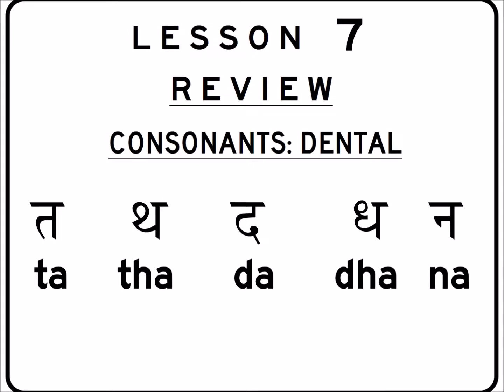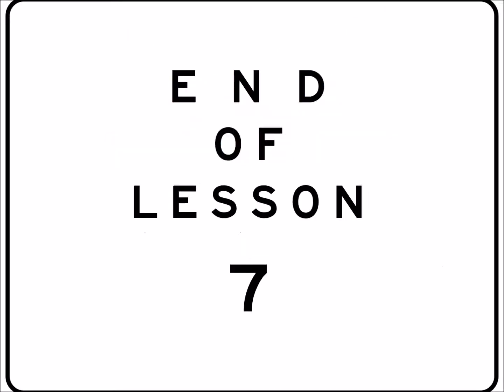So here's a review of what we learned in this lesson. We learned ta, tha, da, dha, na. If you have any questions, please feel free to comment down below. We are almost finished with the consonants. I believe we're a little past halfway. Just to give you an overview of what's going to happen next: next lesson, we're going to learn the last of the discrete consonants, the labials, which require the lips to make the sounds. Then we're going to learn the semivowels, the sibilants, and the aspirate, and we will be done with the consonants, and then we'll go on to more exciting things like writing words and sentences.